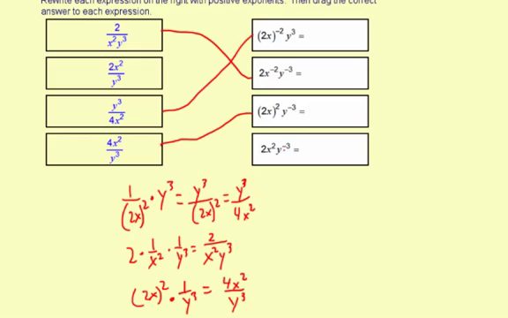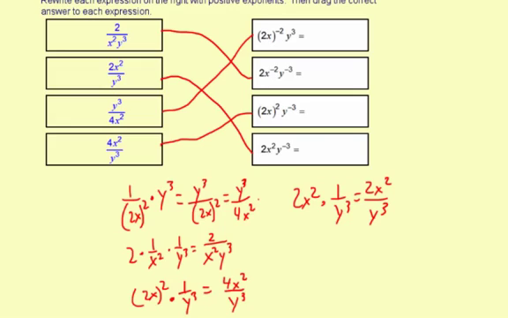And then here's the last one, 2x squared times y to the negative 3. Well, just the y is the reciprocal, and that's it. This one's actually pretty easy. So it's 2x squared times 1 over y to the third, which is just 2x squared over y to the third. So that one matches here.